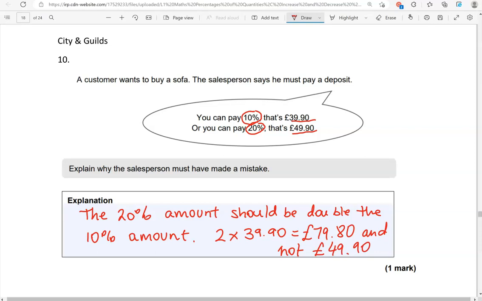£49.90. Or you could say that the 10% amount should be half of the 20% amount. So if you divide £49.90 by 2, it doesn't give you £39.90.